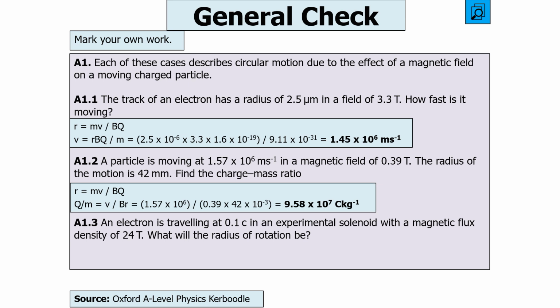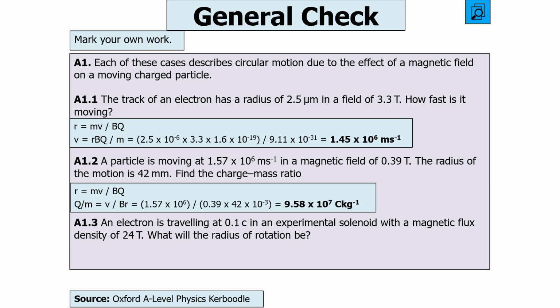Once again, here you need to find the charge to mass ratio. So when you have R equals mv over bq, you want q over m, that's charge to mass. So you can work it all through, and we get 9.58 times 10 to the 7 coulombs per kilogram.